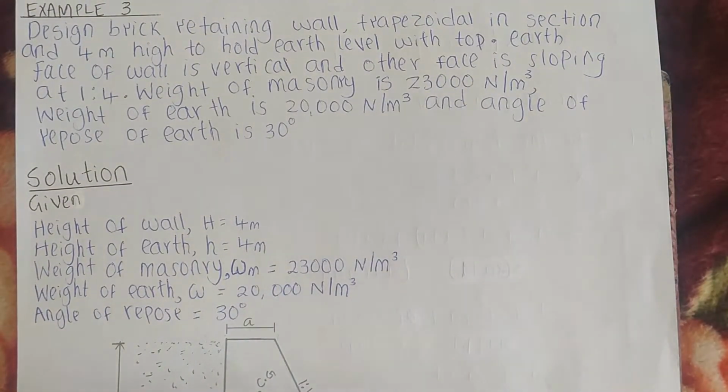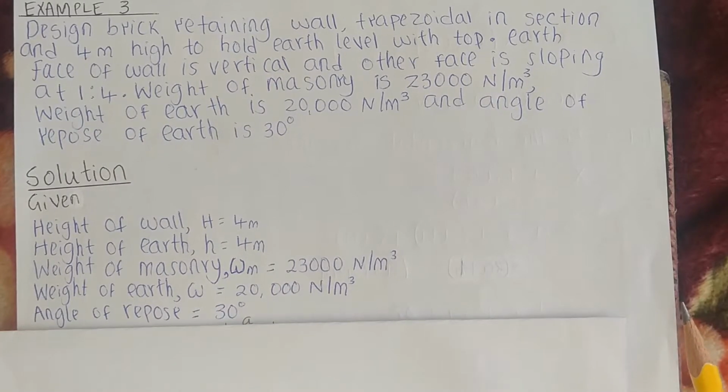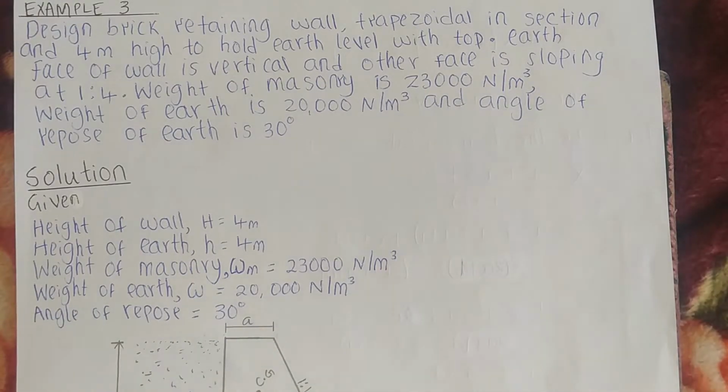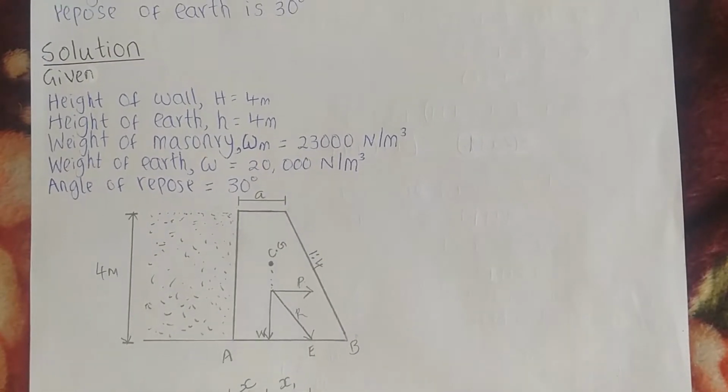So you can see that we are given that the height of wall capital H is 4 meters and the height of the earth small h is 4 meters. The weight of the masonry wall, which is 23,000 newtons per meter cubed, the weight of earth, which is 20,000 newtons per meter cubed, and the angle of repose, which is 30 degrees. So here is a sketch.